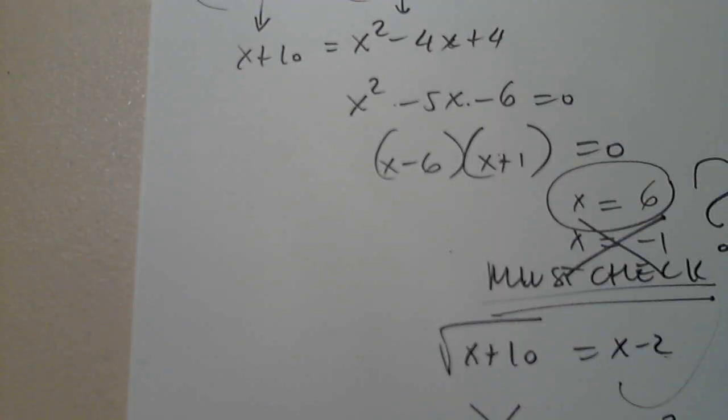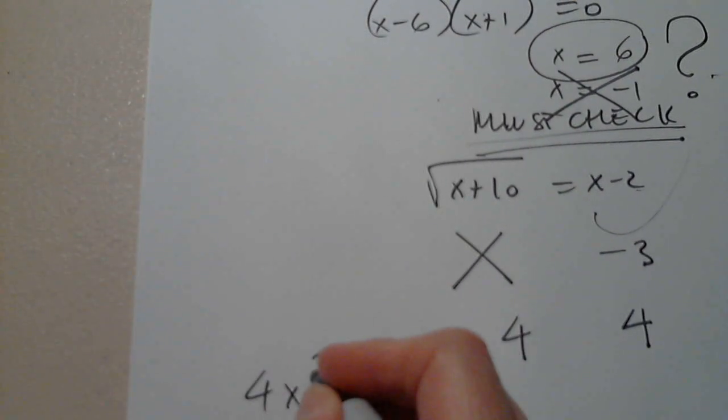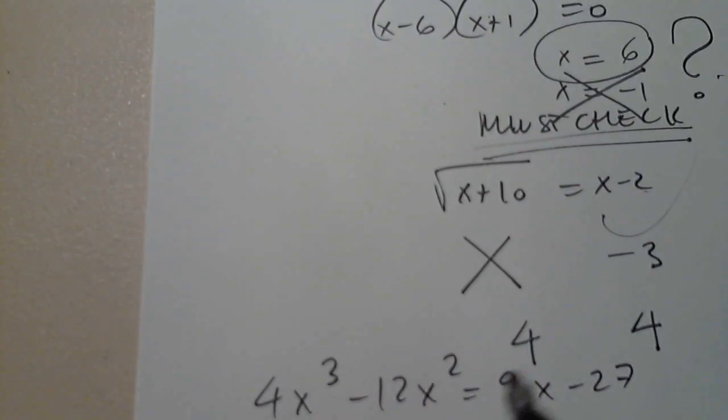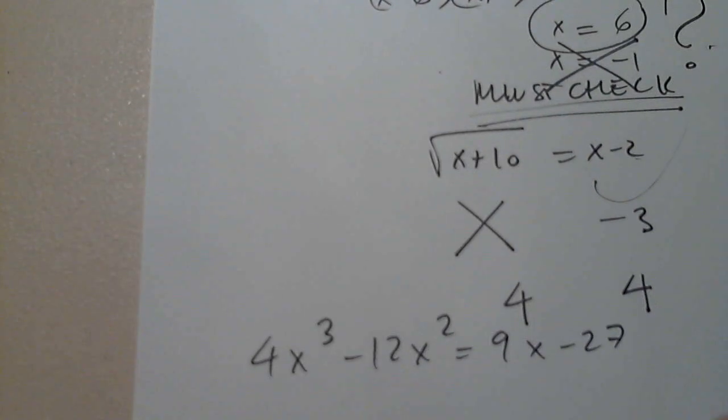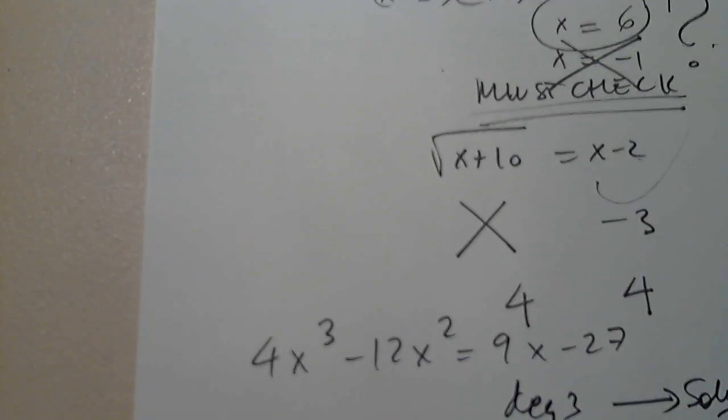Let's look at the polynomial before we continue. Okay, here's a polynomial. 4x to the third minus 12x squared equals 9x minus 27. So this is a polynomial. Can anyone tell us the degree? What is the degree of this polynomial? Third. Yes. On page 122, finally. Yes, degree 3. How many solutions do I have to find? 3. Exactly, 3. Excellent.